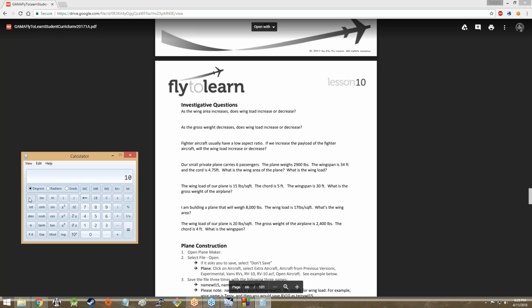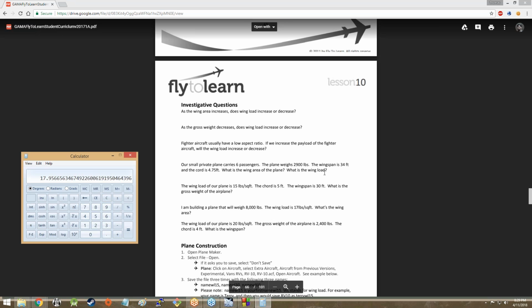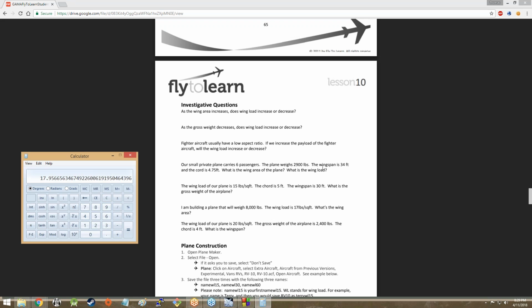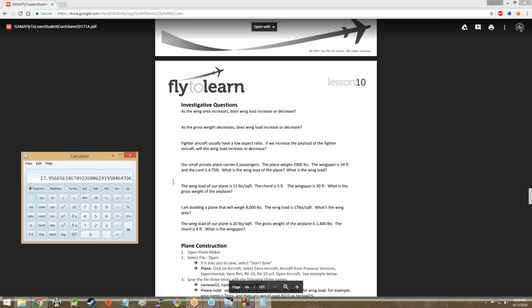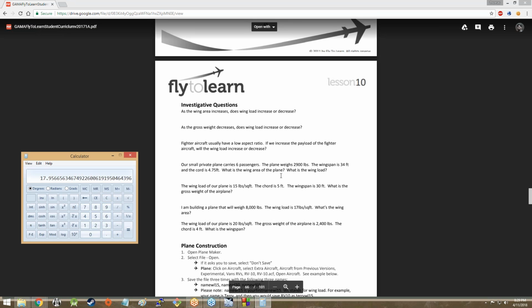Well, let's do some quick old math here. All right, so we've got a wingspan of 34 feet. We've got to multiply that by the chord of 4.75. Boom, that's 161.5. 2,900 divided by 161.5 is 17, almost 18. So the wing load is roughly 18 pounds per square foot. The wing area of the plane is about 161 square feet.